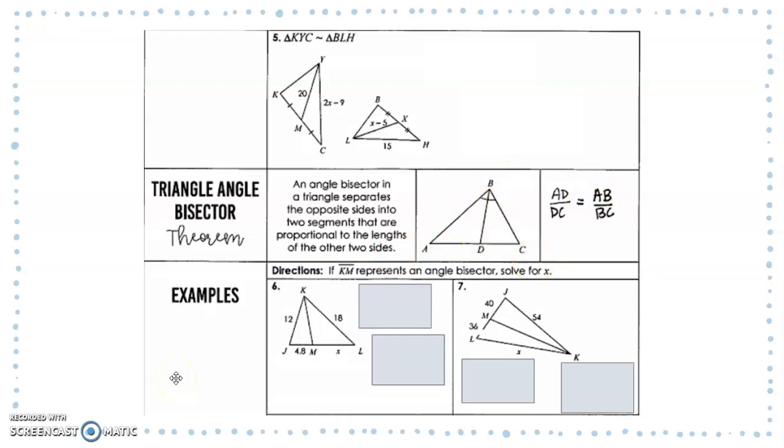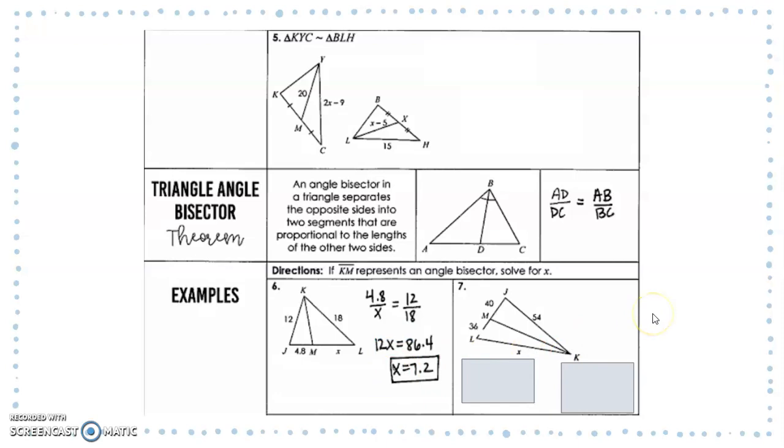Doing some examples with that, number 6, we're finding x. KM is my angle bisector, so when I set up that proportion, I'm going to have 4.8 over x is equal to 12 over 18. So 4.8 and 12 are for my first little triangle, and x and 18 are for the second triangle. Solving, I get that x equals 7.2.